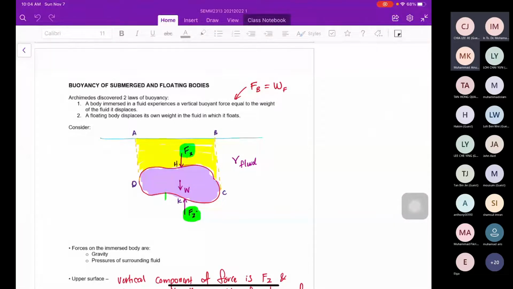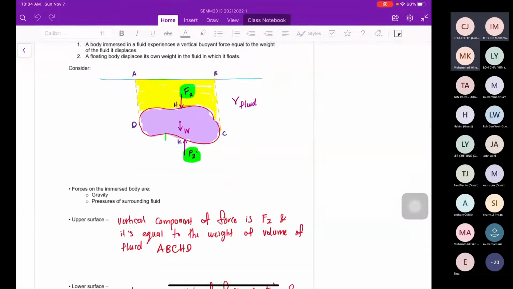So to calculate the buoyancy force, which is acting upward vertically, it is gamma multiplied with the displaced volume. So what is gamma? Gamma is the specific weight of the liquid that is being displaced, not the specific weight of the body.